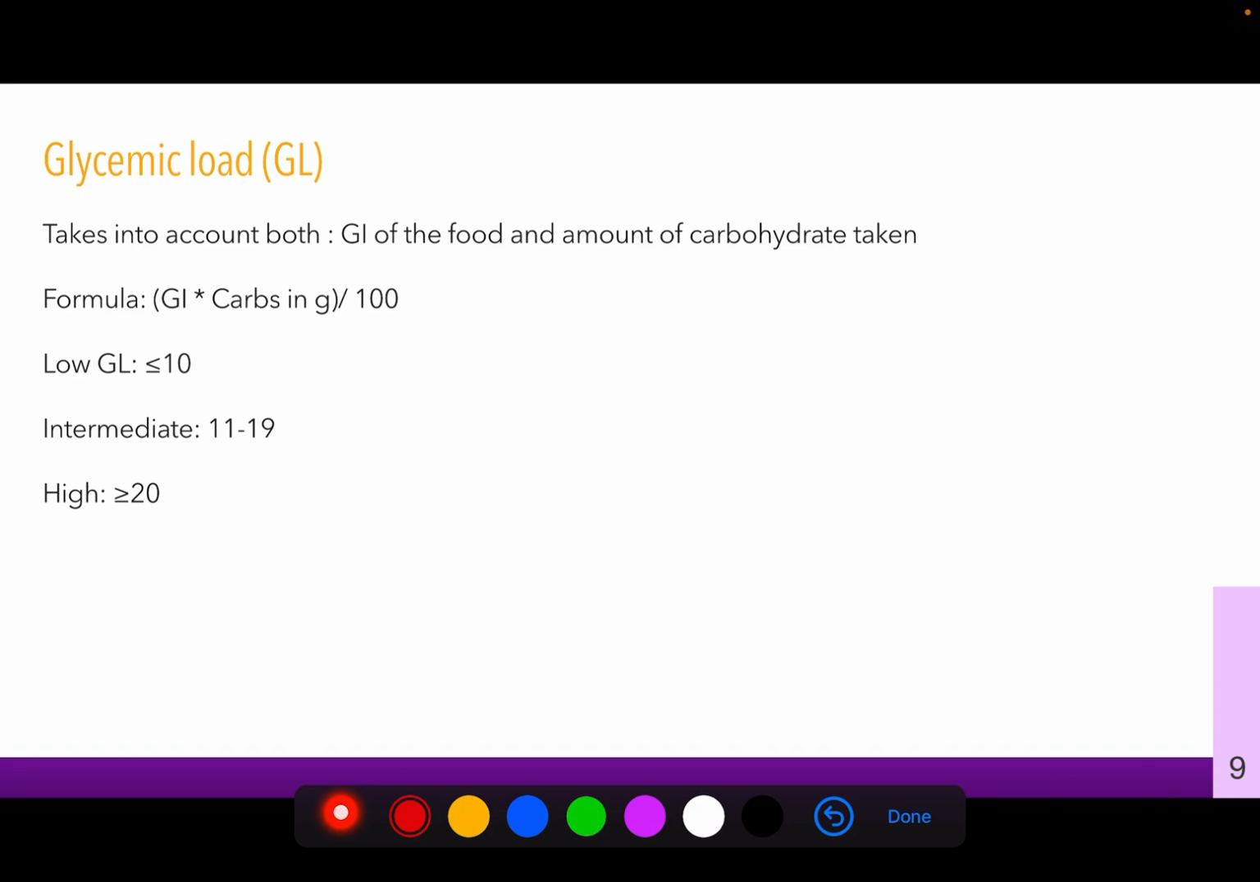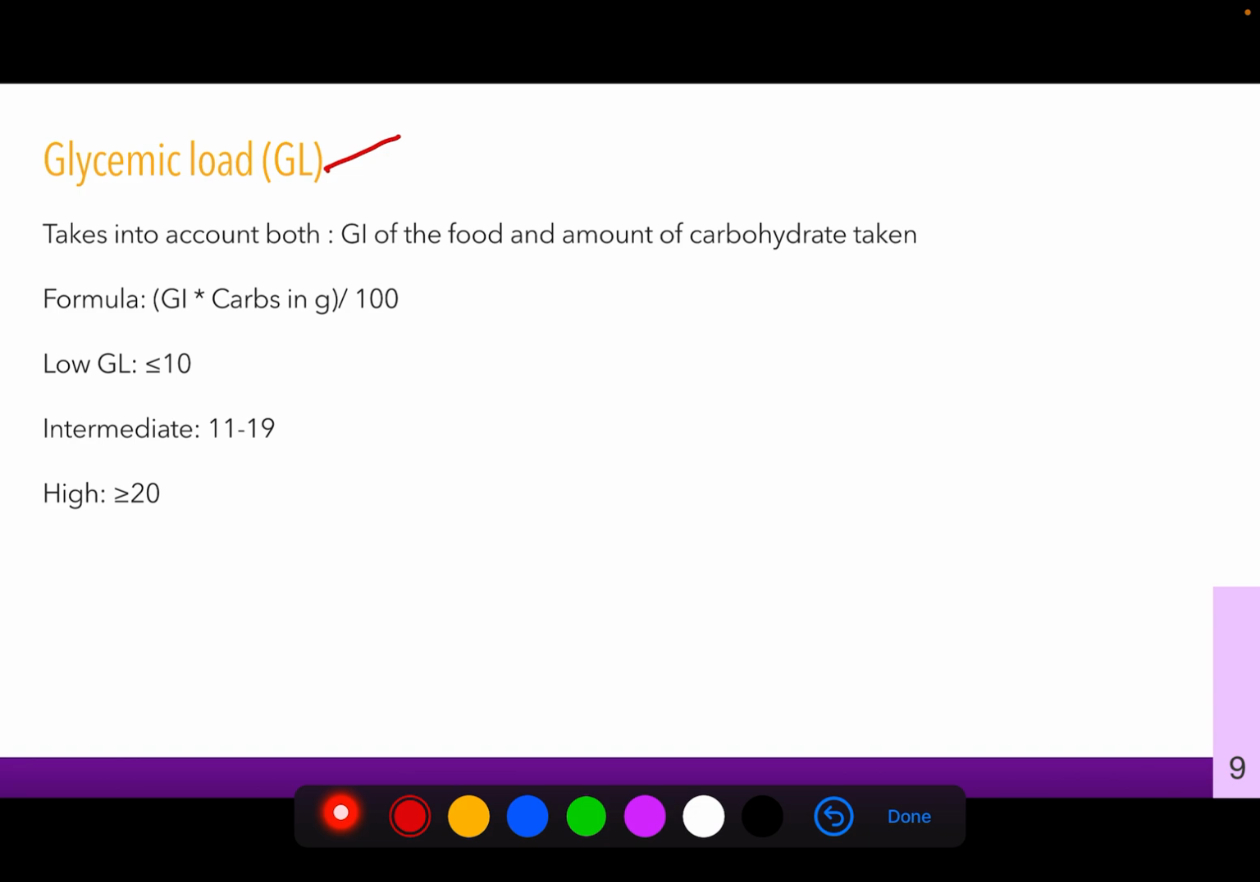On the contrary, there might be some food which has a high glycemic index, but the amount of carbohydrate present in 100 gram is very less. So even if you eat some amount of it, it will not actually raise the blood glucose levels. This was the problem with glycemic index. It was not taking into account the amount of carbohydrate a patient is ingesting during a particular meal or particular time. This disadvantage has been taken care of by the glycemic load.